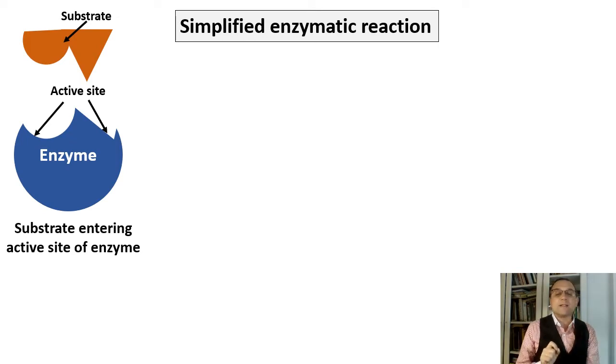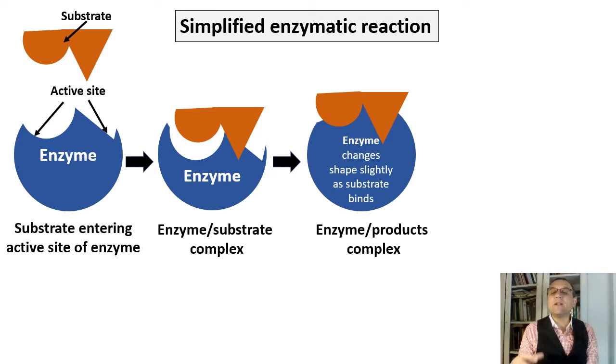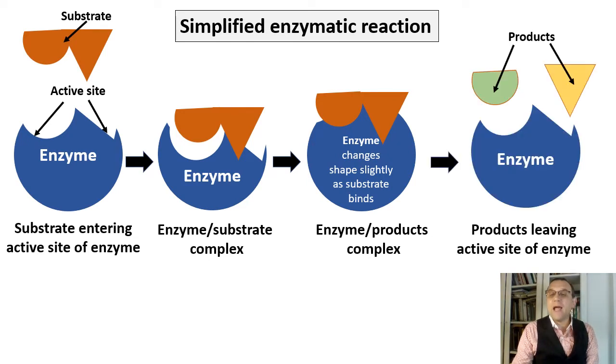For enzymes to work, they must bind to a structure. A substrate is a reactant the enzymes affect. When an enzyme and a substrate combine, the product is called an enzyme-substrate complex. As the substrate binds, the enzyme slightly changes its shape. And voila, products are leaving the active site of the enzyme.